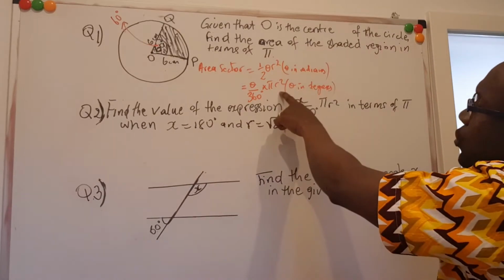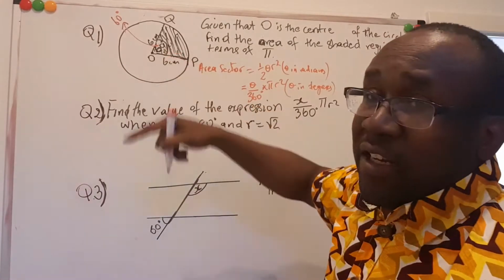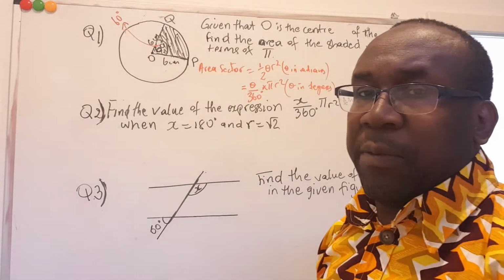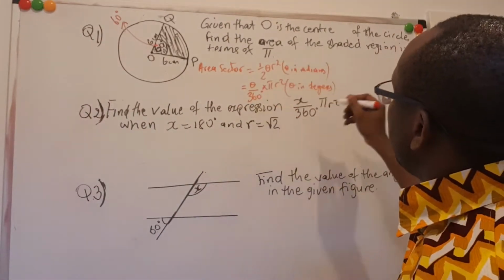So what do we simply do? We use the second one. In another question during an exam, if you are given the angle in terms of pi, like pi on 3, pi on 6, and so forth, then you would use this first form of the formula. Otherwise, you use the second one.